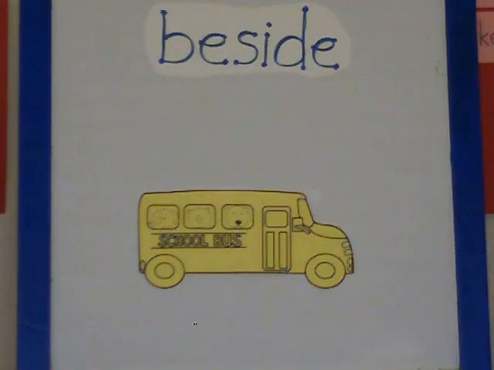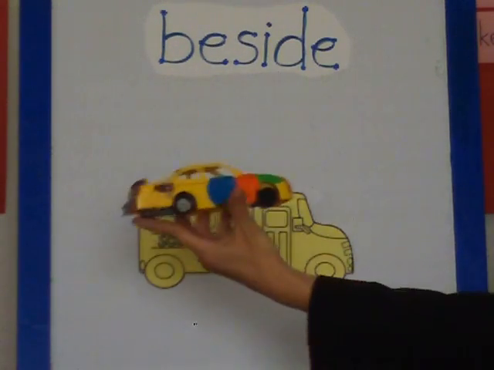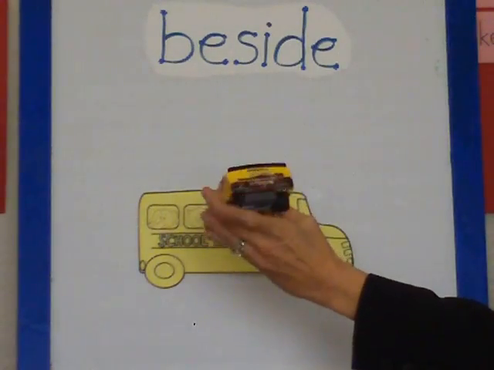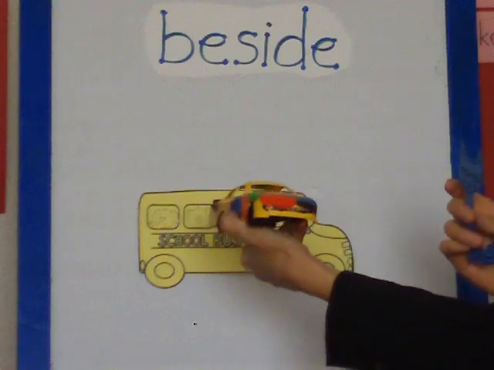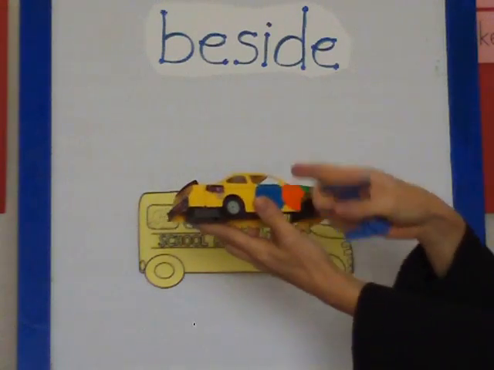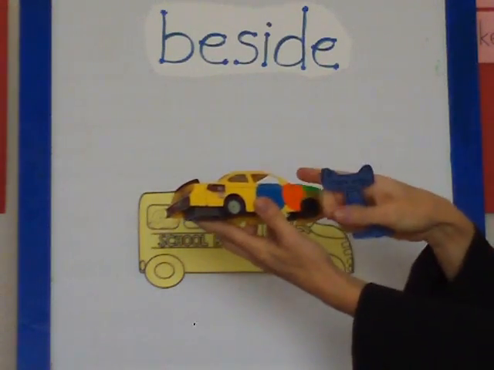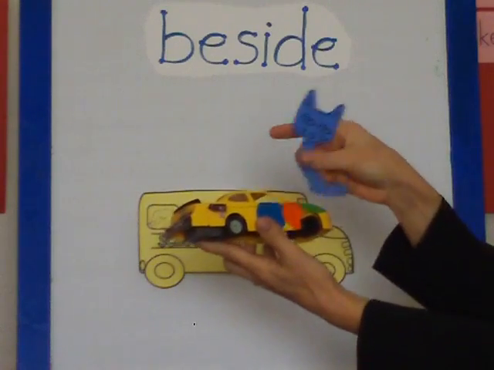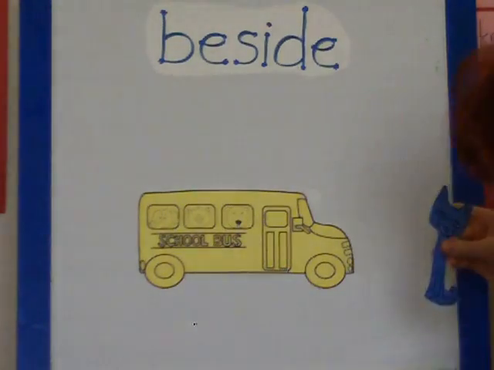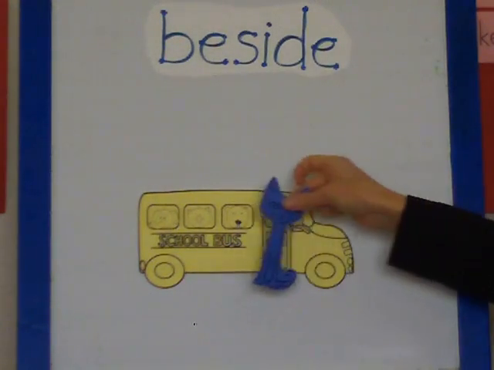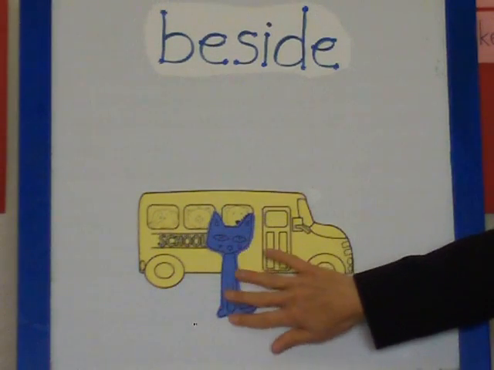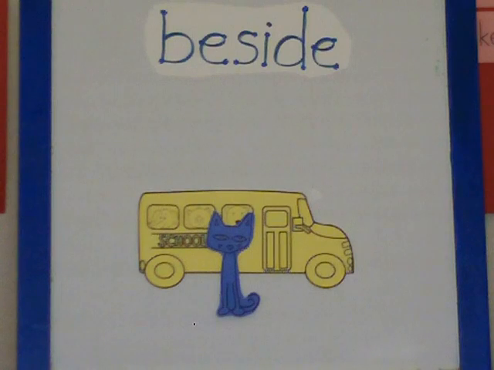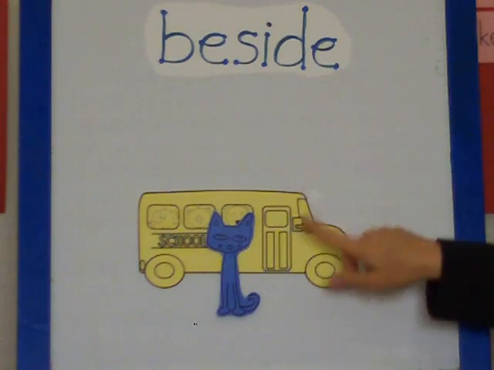Beside. Now beside the bus, let's remember our car. If this is the back and this is the front, that would make this part of it the side of it. So to be beside of it, Pete will need to be right here. So I will put Pete beside the bus. Right there. Let's put that in a complete sentence. Pete is beside the bus.